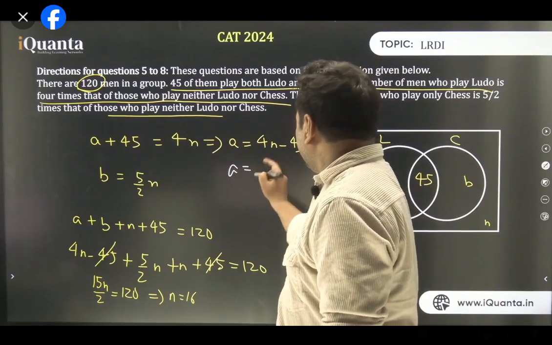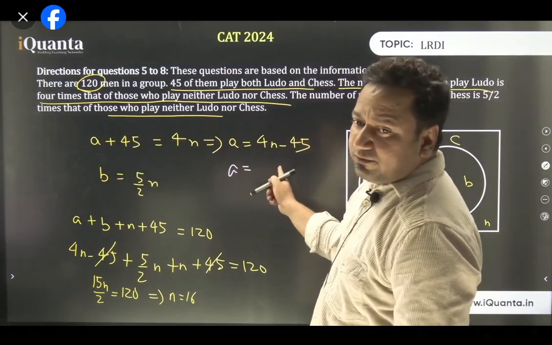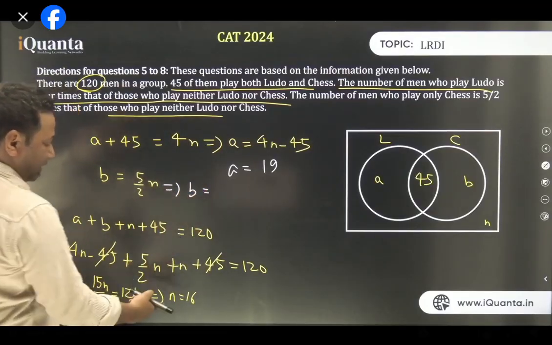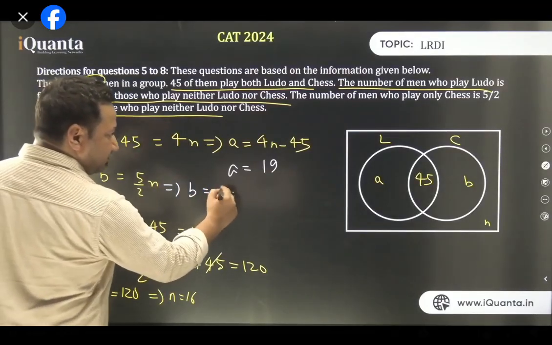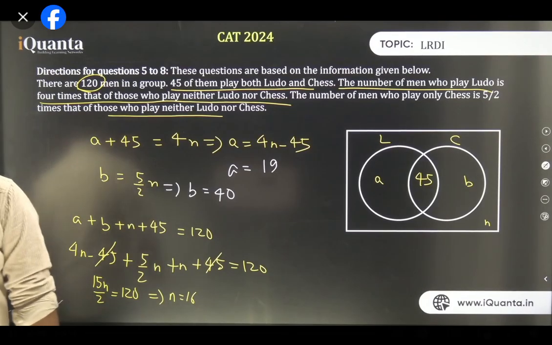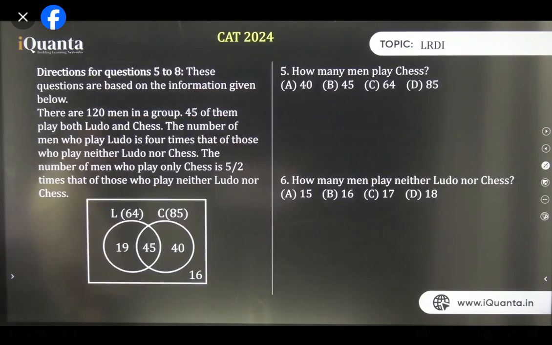So value of A will be 4 into 16, that is 64, minus 45. That comes out to be 19. And if I put n as 16, this will B is equal to 5 by 2 times 16. This will be how much? 5 8s are 40. Okay, solve. Easy.